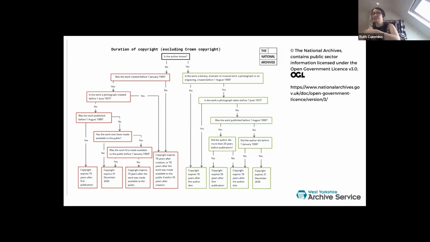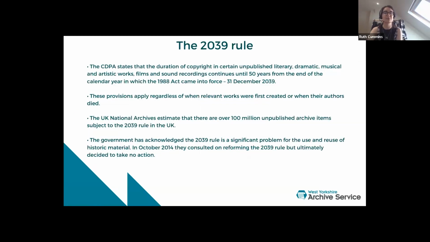Now, when looking at this non-Crown copyright flowchart, one date that you might notice appears quite a lot is the 31st of December 2039. So let's talk about the 2039 rule, which is a date I probably find myself saying every single day. It relates to unpublished works and extends copyright in unpublished works to the 31st of December 2039, regardless of when they were created or when the author died. It's an added complication for archive services, especially when dealing with older unpublished material, as it leaves us with a considerable number of orphan works to manage.